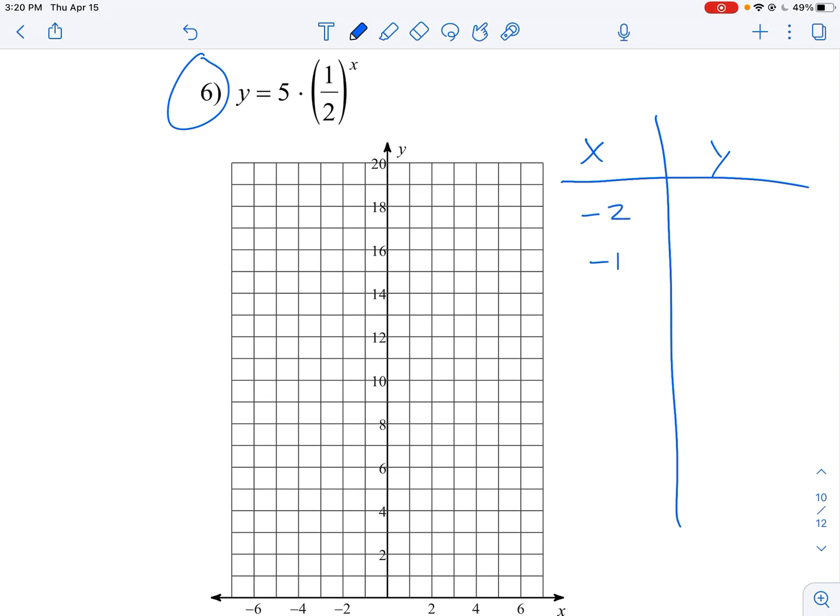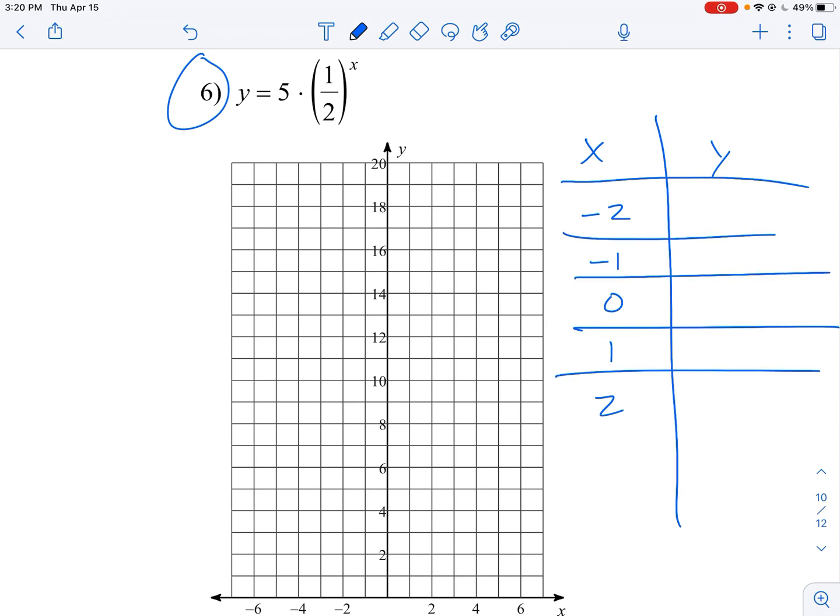I tend to pick x values that go close to 0. And I want to get like 5 of them so I can get a good feel for what the curve does. And you can plug each of these in for your exponent. Put it in, you get 5 times 1/2 to the negative second power, and you'll get a value and you can write it down. Or you can remember what these things represent.